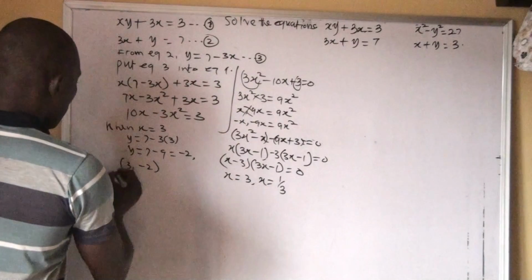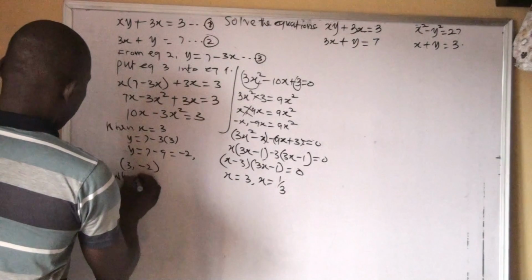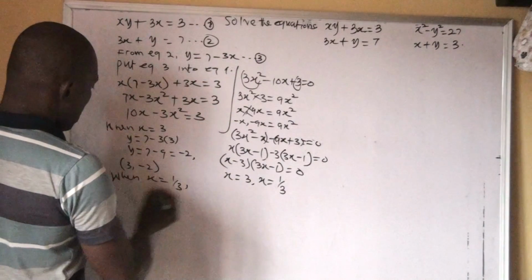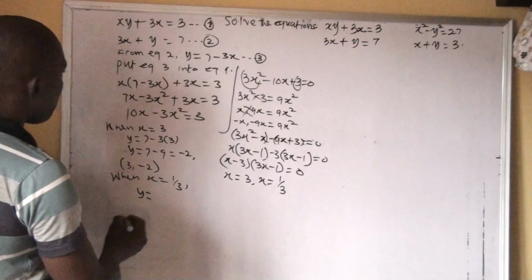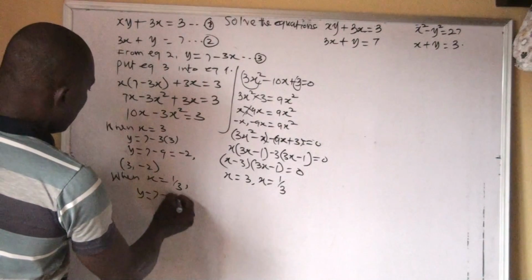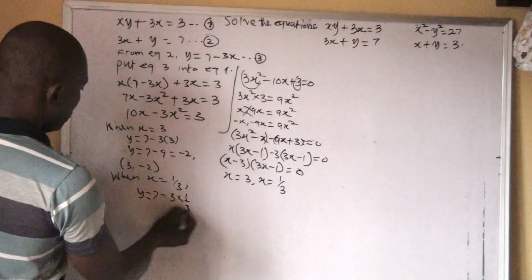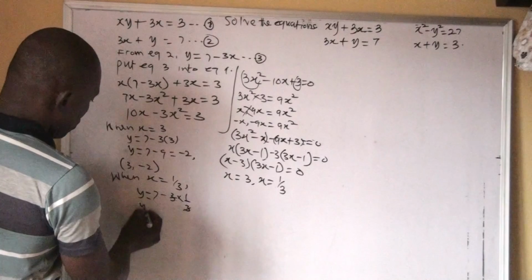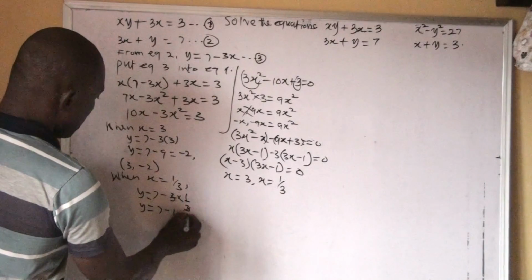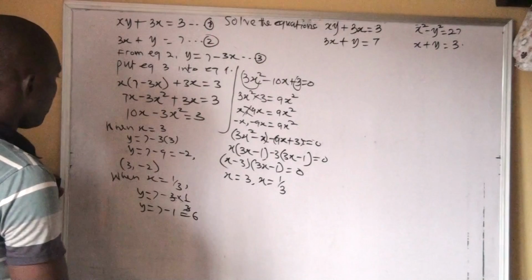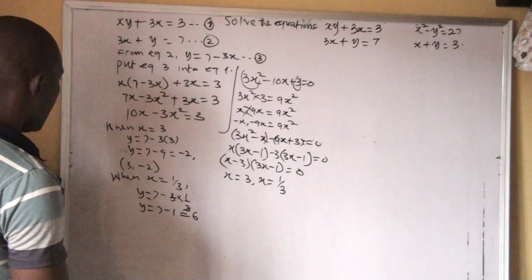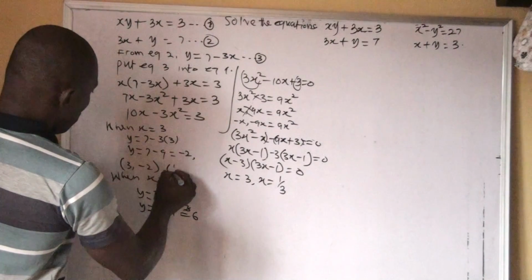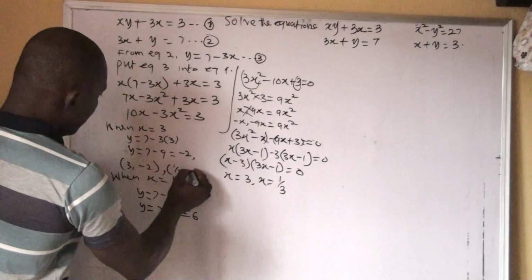Okay, now let's look at when x is equal to 1/3. Let's find the value of y. y becomes 7 minus 3 times 1/3. So 1/3 times 3 gives us 1, so that is 7 minus 1, and that will give us 6. So the other answer is that when x is equal to 1/3, y is 6.